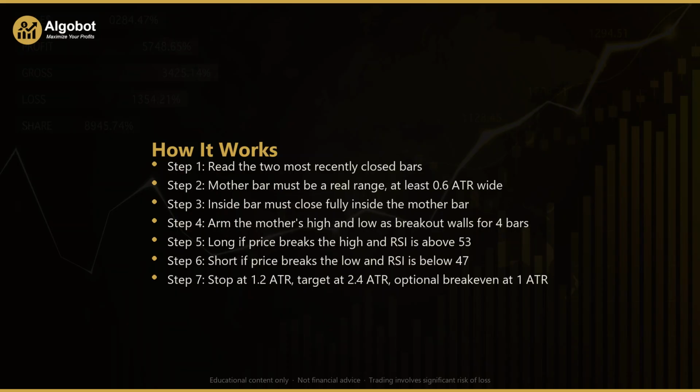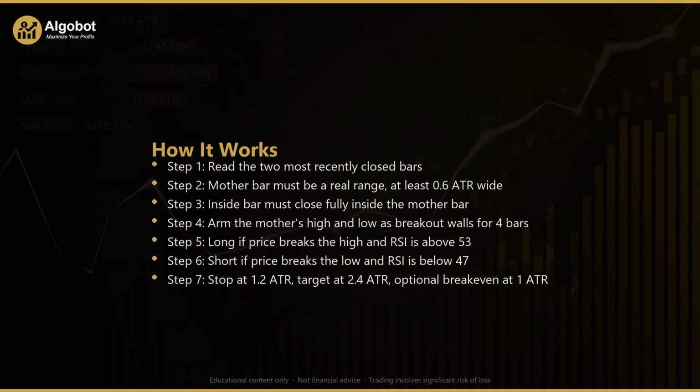For a short, the bid price must break below the mother bar's low while RSI is below 50 minus the buffer, so below 47. If price breaks the wall whose momentum does not confirm, the strategy simply skips it. That counter-momentum break is exactly the false move the filter is designed to avoid.